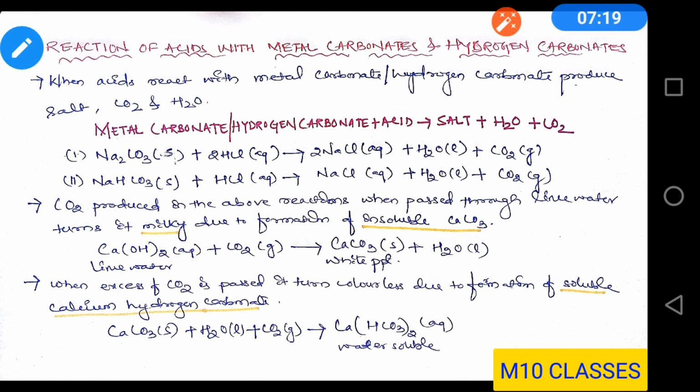Carbon dioxide produced in this reaction, when passed through freshly prepared lime water, turns it milky due to the formation of insoluble calcium carbonate, which is a white precipitate. Now this is the reaction: lime water plus carbon dioxide gives you calcium carbonate, which is a white precipitate due to which it turns milky.